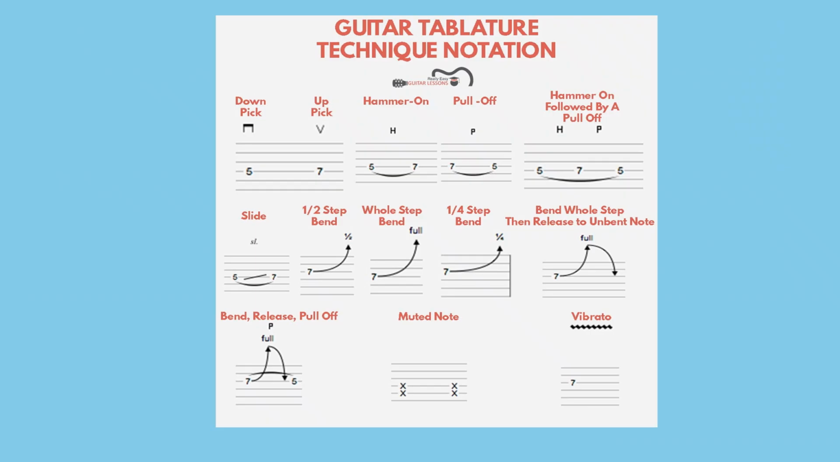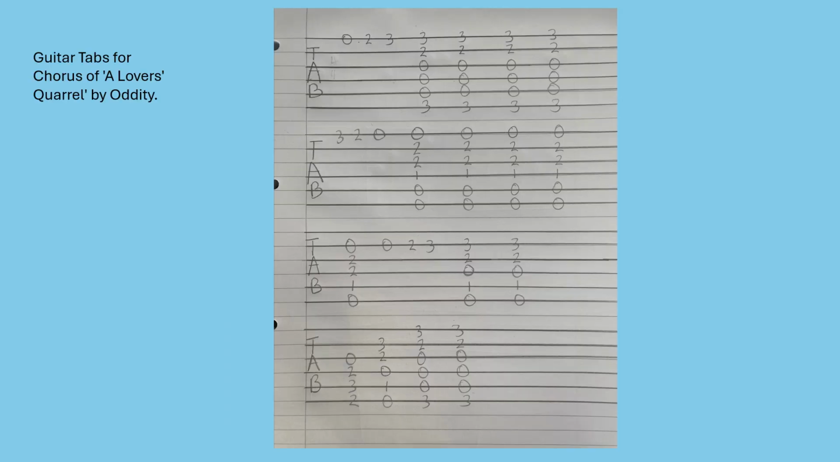Different technique symbols can be put in guitar tabs to show the guitarist what techniques they should be using when playing the piece. Here are some common symbols on the screen now. Here is a basic example of a guitar tab for the chorus of A Lover's Quarrel by my band Oddity.